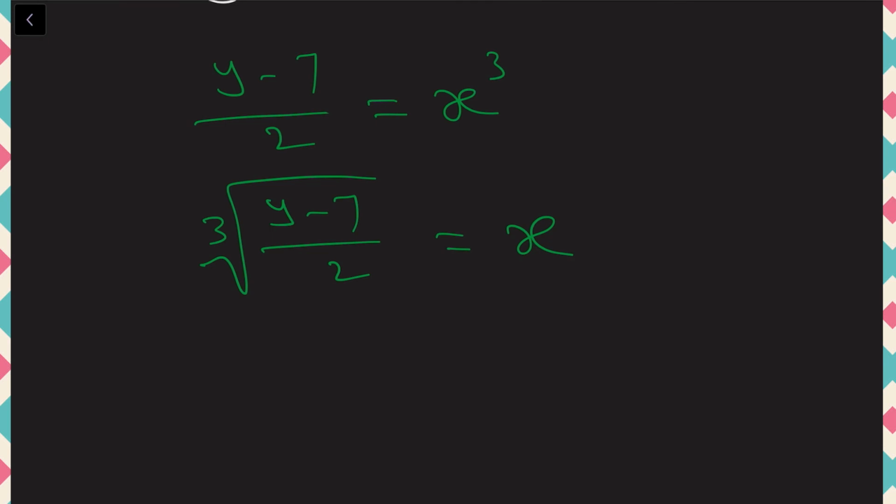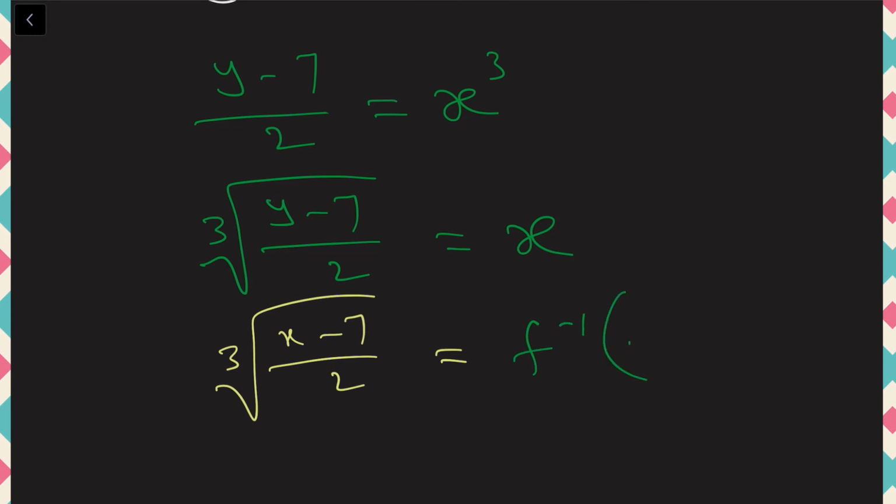Now replacing the alphabets, cube root of x minus 7 by 2 is equal to y. Now replace this y with f of g whole inverse of x. So f of g whole inverse of x value is cube root of x minus 7 by 2. Okay, let us move to question number 6.